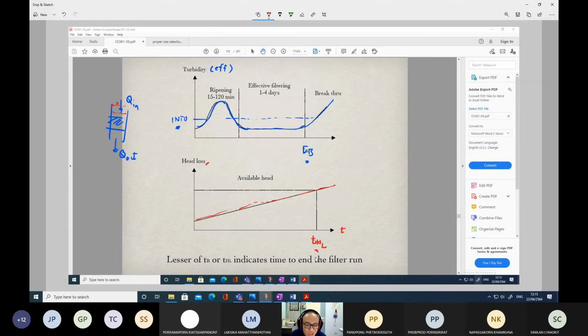This is the time to reach the maximum head loss. This is the breakthrough time. Beyond this time, the turbidity is likely to increase. I mean, turbidity in the effluent.